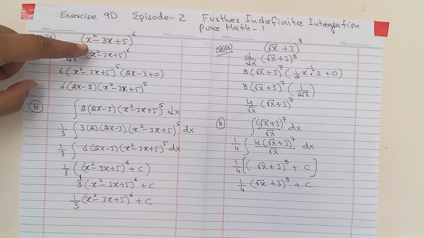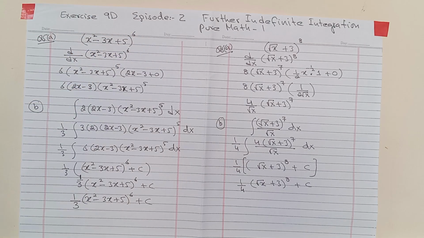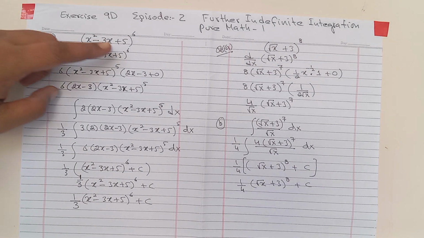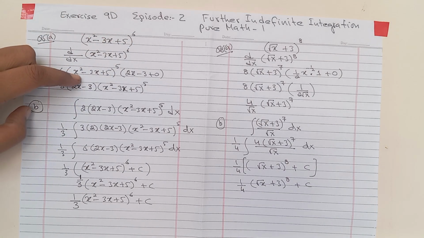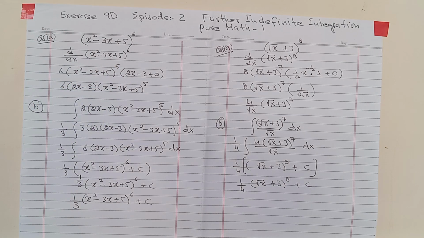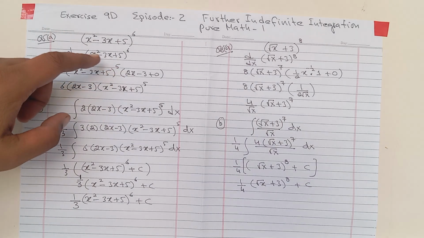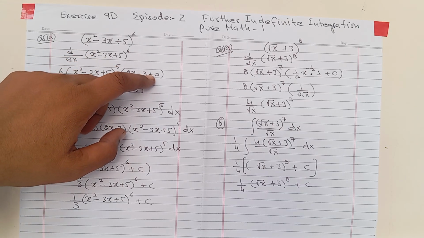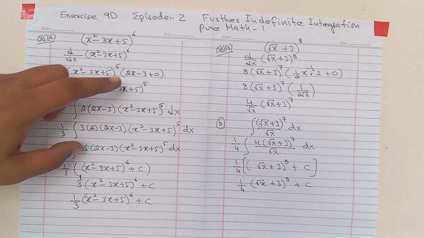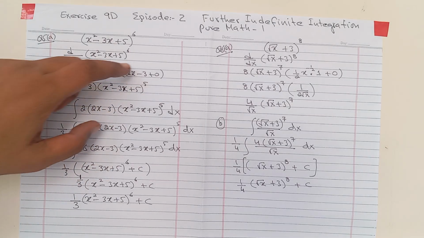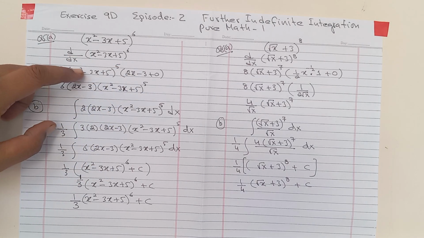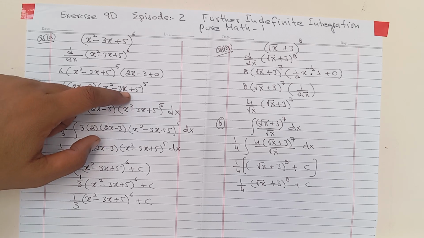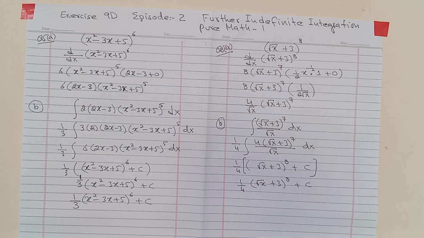This expression is given: (x squared minus 3x plus 5) whole raised to power 6. We want to differentiate it. The power will come on the side, and on this base the power will be decreased by 1, so the power will become 5. Then we will take the derivative of the base, which will be 2x minus 3 plus 0. So you can write it like this: 6, then the bracket (2x minus 3), and then the expression (x squared minus 3x plus 5) whole raised to power 5.